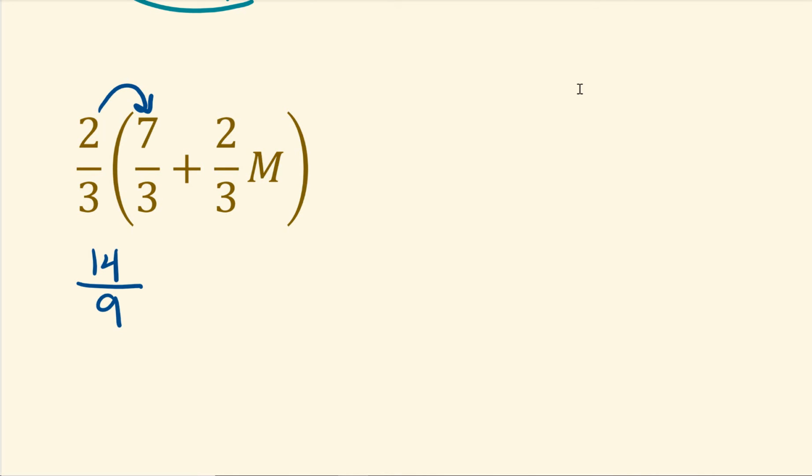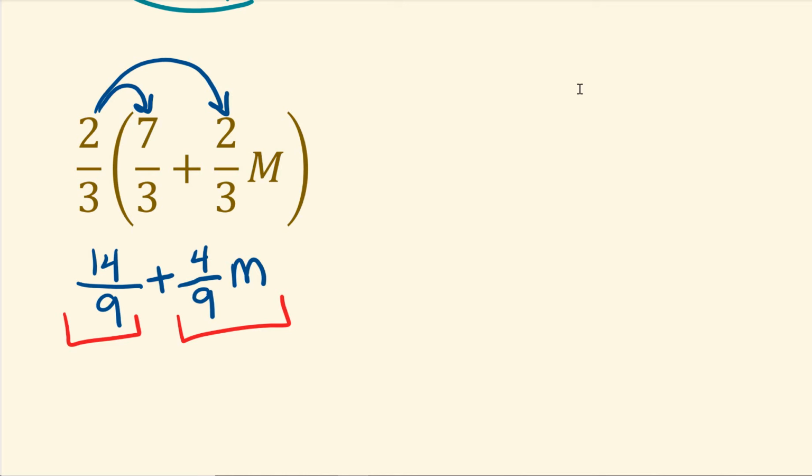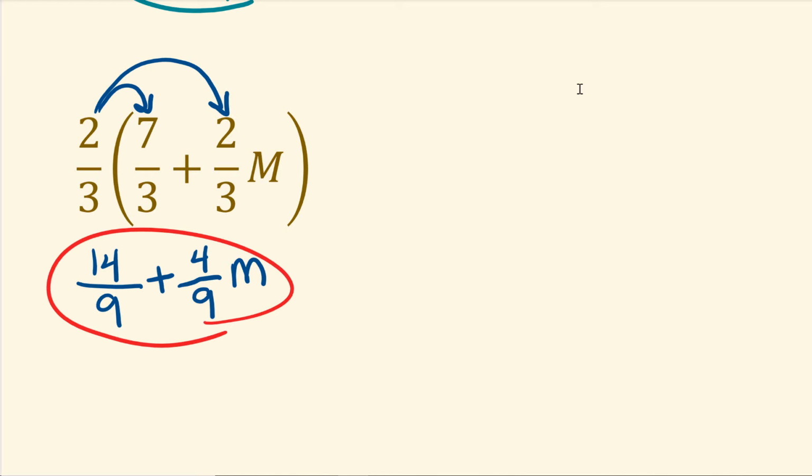And then we need to distribute to that other part of the parentheses, which is 2/3 times 2/3 m. So 2 times 2 is 4, and 3 times 3 is 9, and then we still have that m in there. Don't drop your variables. Now, even though our rules of fractions say they have to have the same common denominator in order to add them, we still have to look to see if these are like terms. And 14/9 and 4/9 m are not like terms. Right? One has a variable, one does not. So this problem is actually done. It's as simple as that.